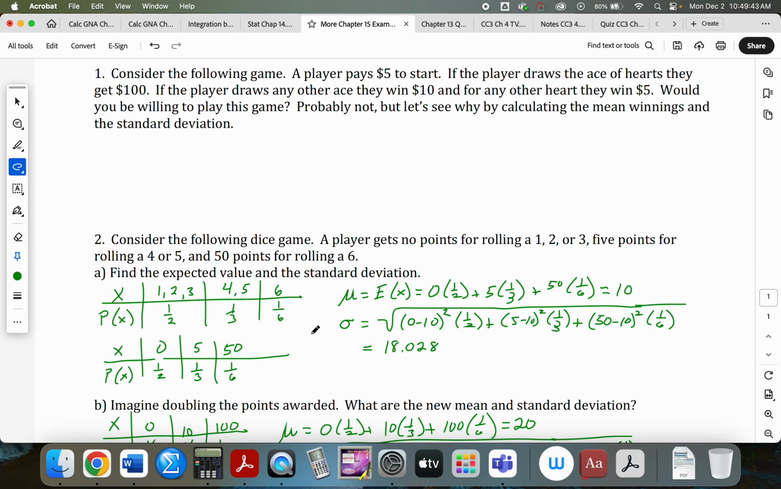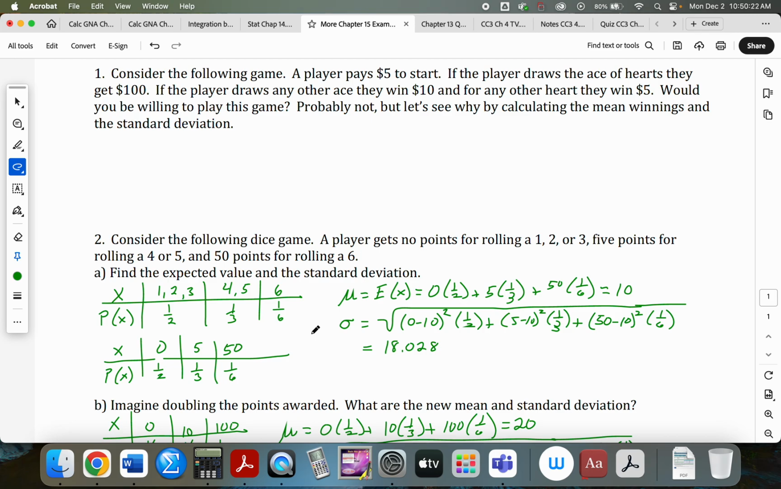So consider this game. If you're playing this game, first thing, you give the person $5. That gives you the opportunity to play the game. If you draw an ace of hearts, this is out of a standard deck of cards, you get $100. If you draw any other ace, you get $10. And if you draw any other heart, you get $5. The question is, would you be willing to play this game?